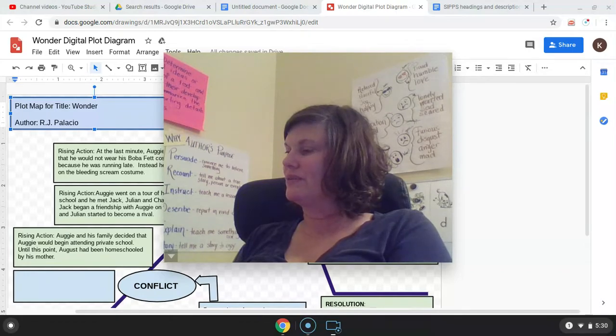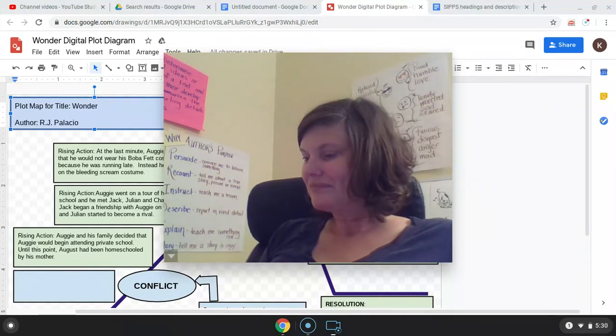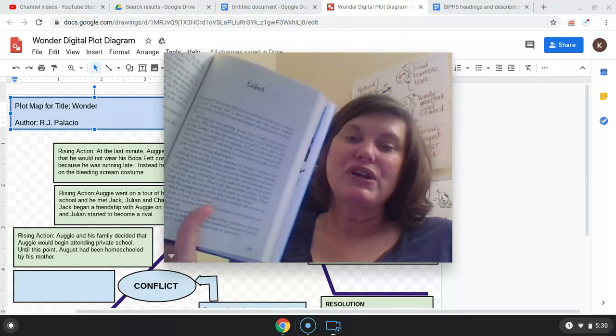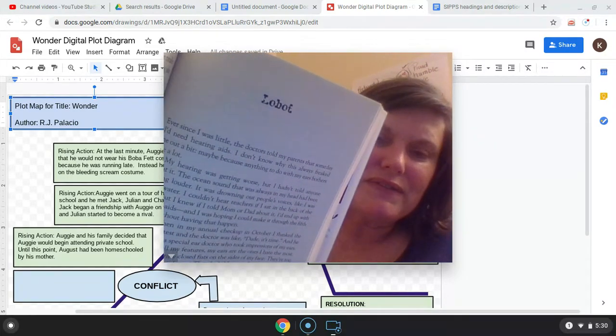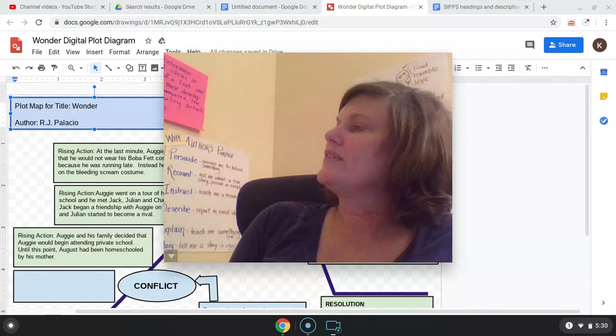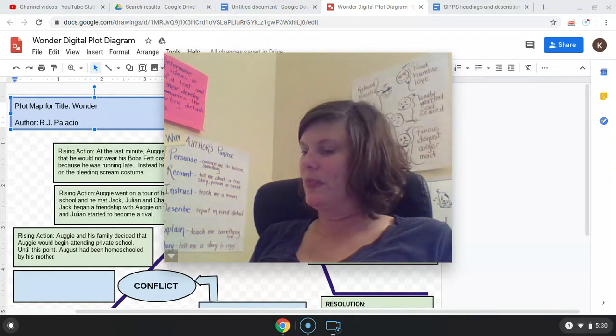Okay, so that's new. Okay. So the next chapter, I believe it's Lobot. It looks like robot, but an L.